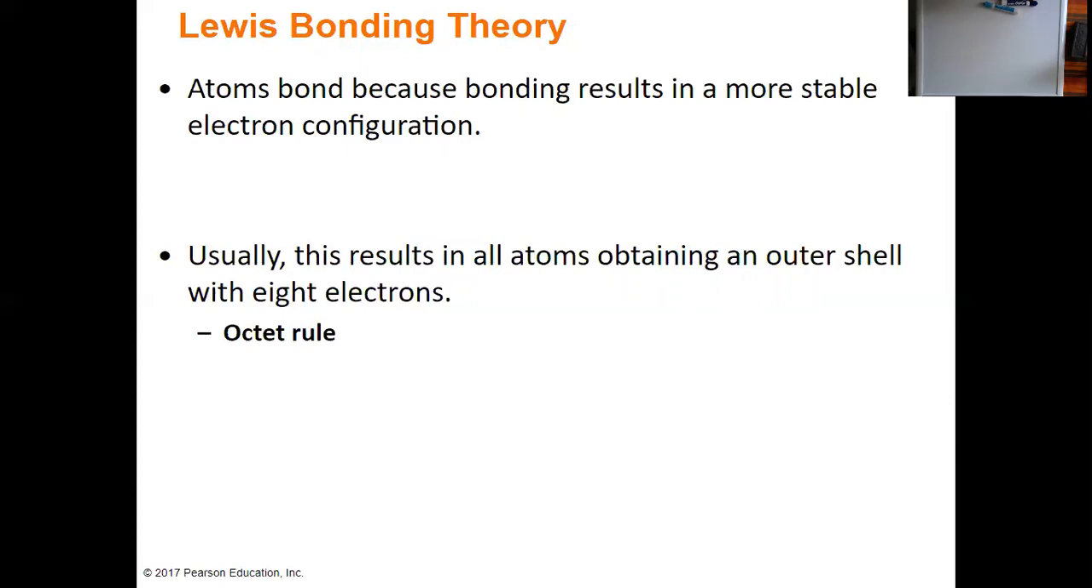Before I move on to the next slide, I just wanted to say one more thing. I'll probably have another slide later on, but one main exception to this is hydrogen, which is so small that it only wants to form a duet. So hydrogen only needs 2 electrons to fill its outer shell because of its size. But other than that, we're looking for 8.